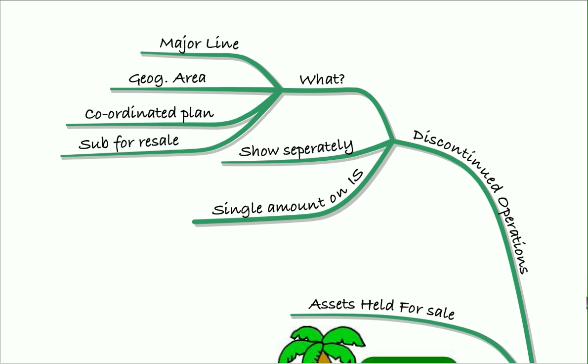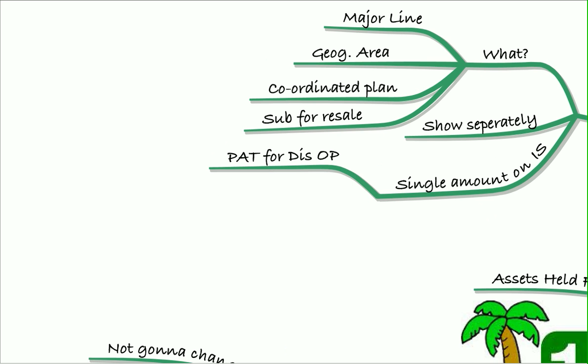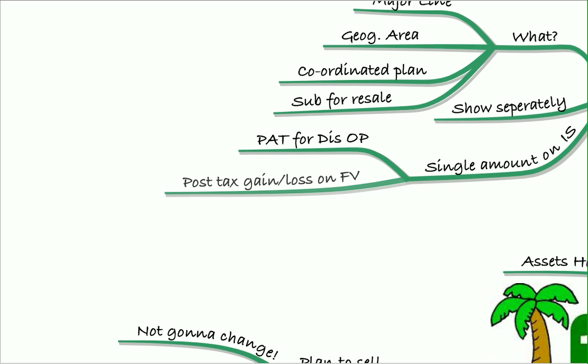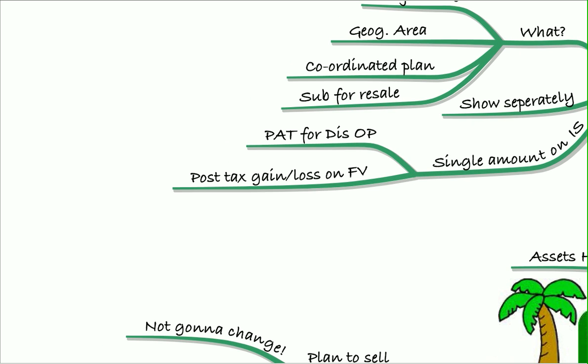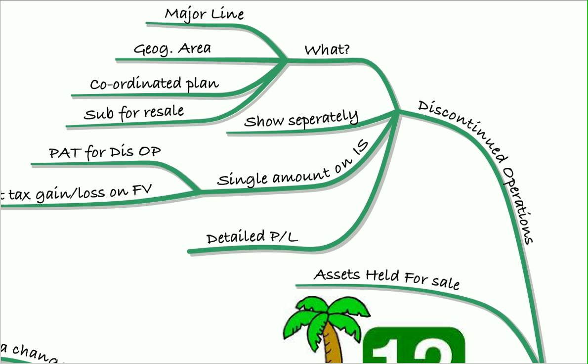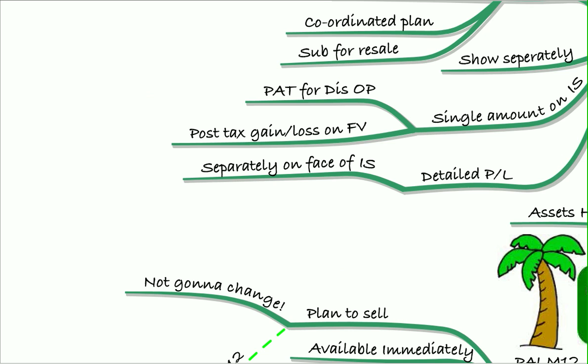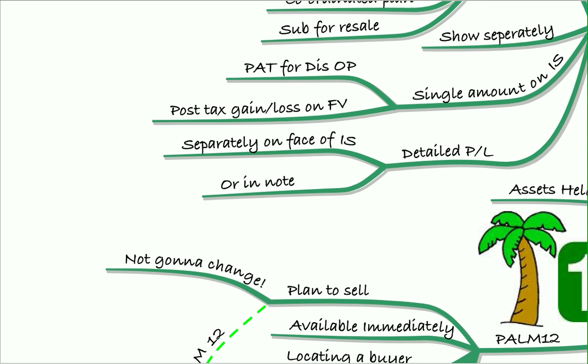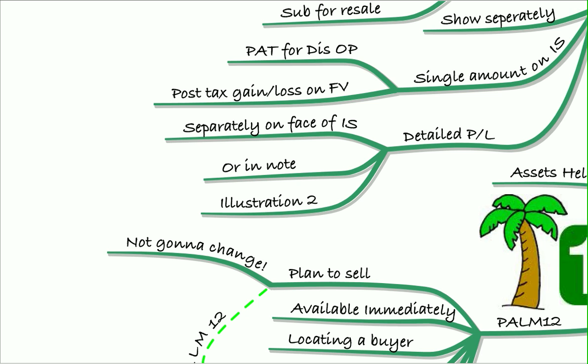We'll show a single amount on the income statement for the profit after tax from our discontinued operations, and the post-tax gain or loss if we've measured it to fair value. So again, we need to remeasure it to fair value, gain or loss to the income statement, and we need to show that separately. There'll be a detailed profit and loss account shown separately in a note to the financial statements or separately on the face of the income statement. So we do need to give a detailed profit and loss somewhere in the accounts. So that was IFRS 5. We looked at how to deal with it in illustration 2.